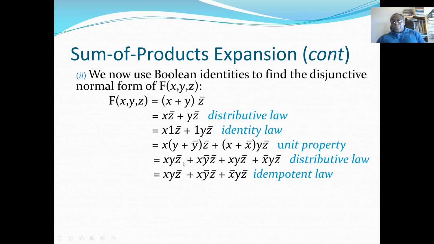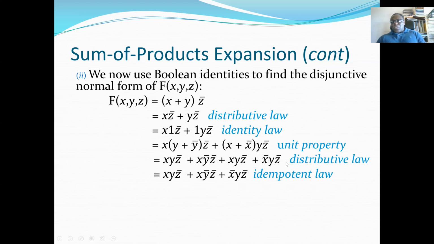Now we are going to open the expression using the distributive law again. So we get x z invert times y, then x z invert times y invert. So we have x y z invert plus x y invert z invert. The same thing, we have y z invert times x. So we get x y z invert. Then we have y z invert times x invert. So this time we get x invert y z invert. Again, this is the distributive property. We multiply the terms outside the parentheses to each term in the parentheses.